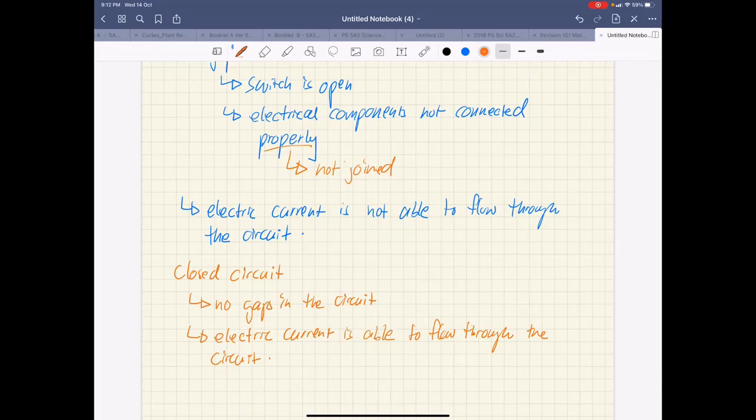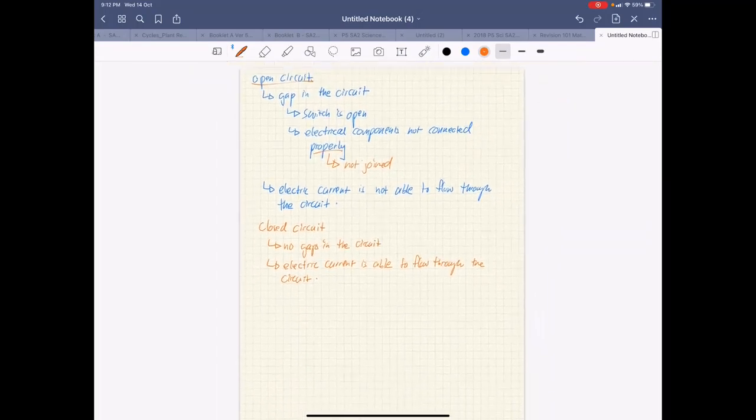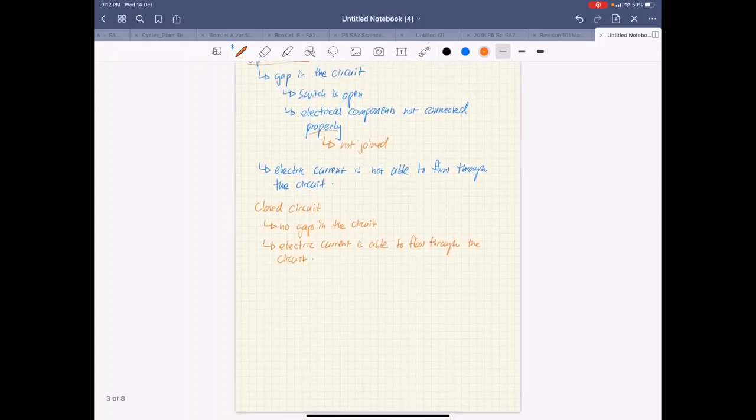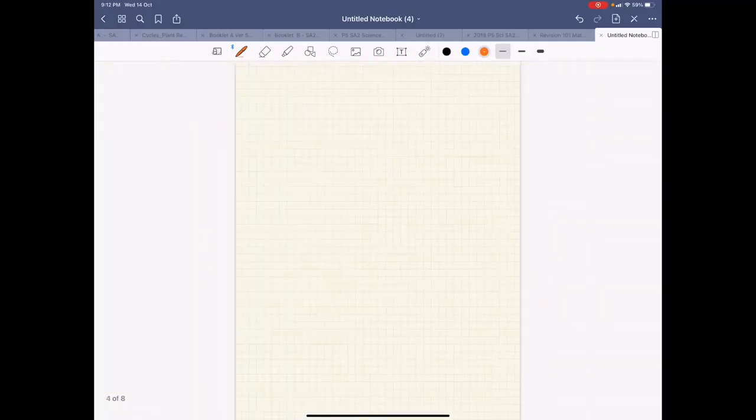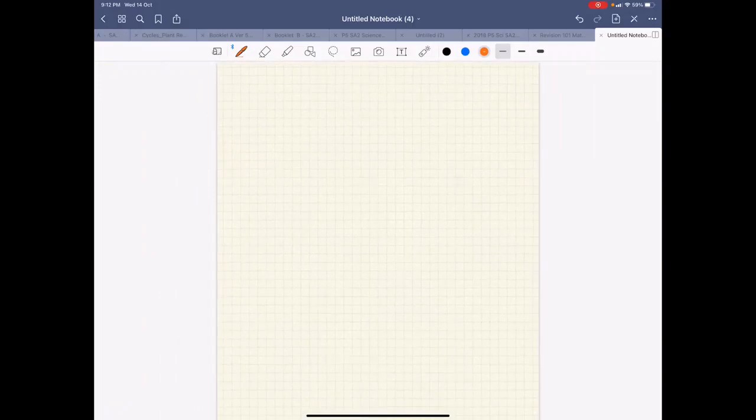Now, the next concept I want to talk about is how to use this framework that I have come up with to help you better answer questions. Okay, so let's apply what we have learned. It's application time.